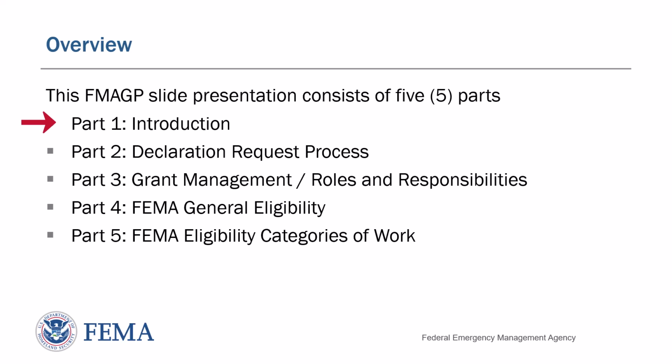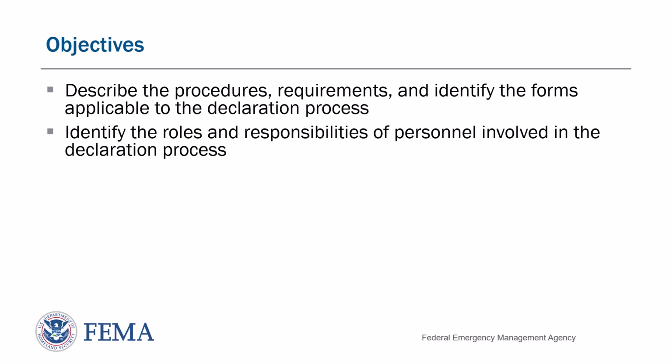Part 1 is an introduction to the Fire Management Assistant Grants Program. Part 2, the declaration process, including submitting a declaration request, processing, and the declaration criteria. Part 3, grant management and the roles and responsibilities. Part 4, FEMA's general overall eligibility considerations. Part 5, FEMA's eligibility consideration based on the categories of work. Again, this is part 2 of a 5-part series, the declaration process.